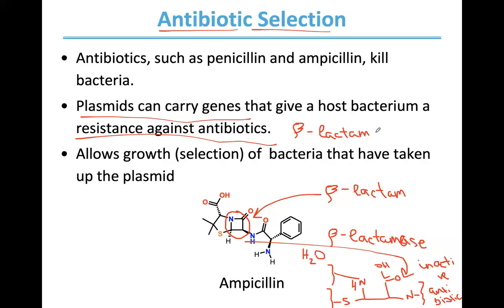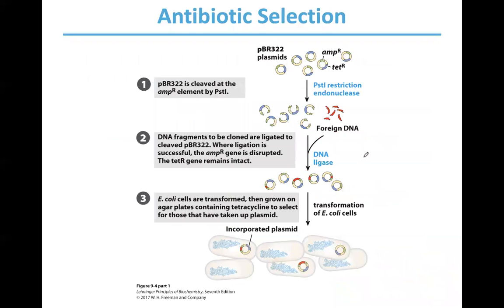Right? Beta lactamase gene. And if the bacteria are resistant to this antibiotic, it will grow preferentially in the presence of the antibiotic, right? So let's look at this slide here more carefully.